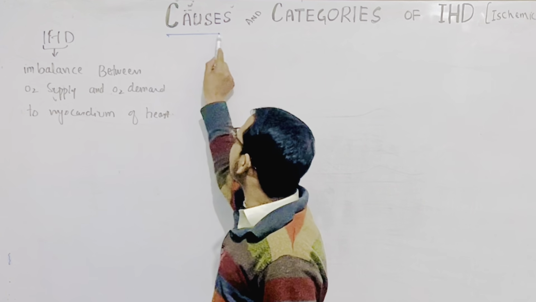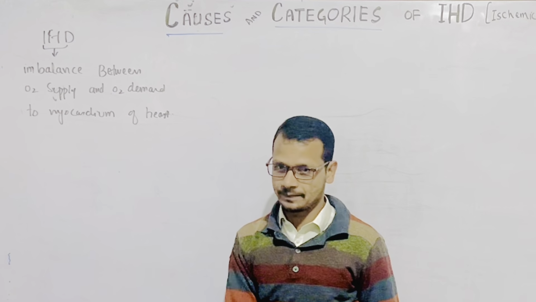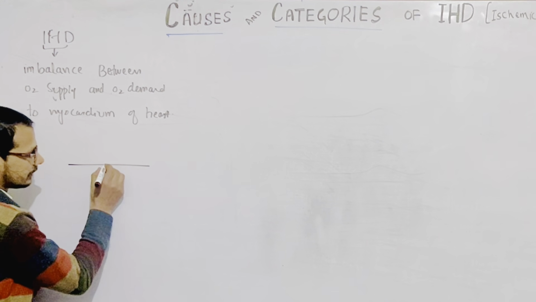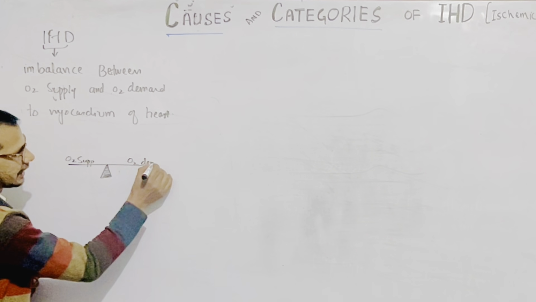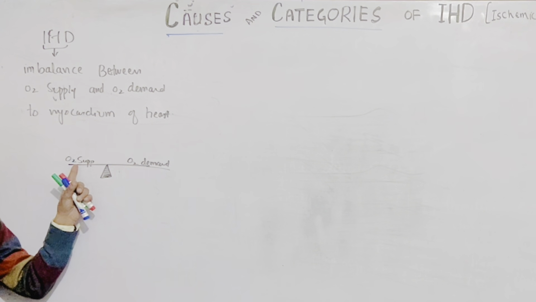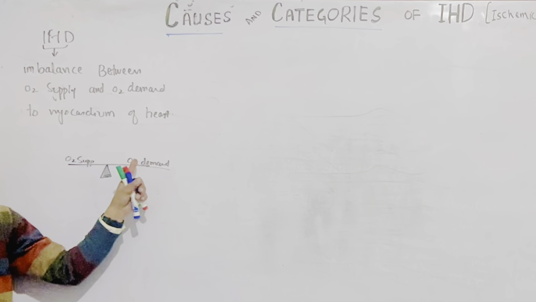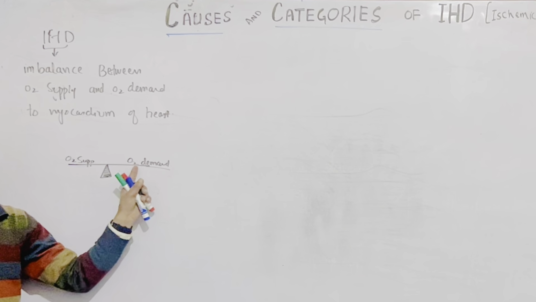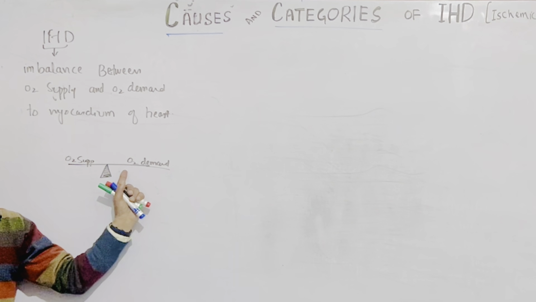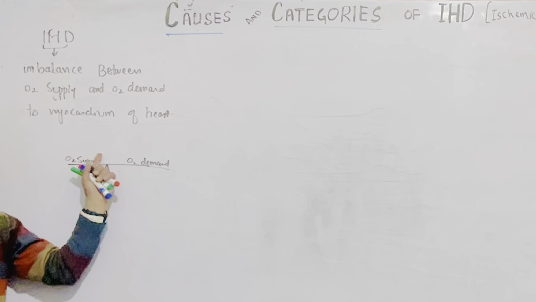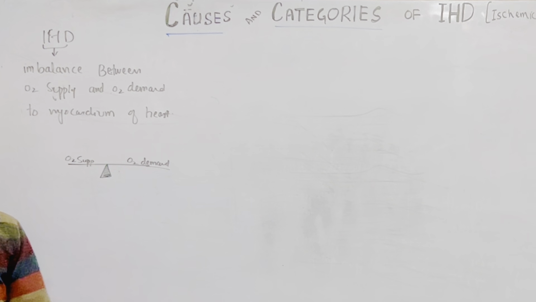Now we will go for the causes and categories of ischemic heart disease. There are two types of causes. We are well aware that there must be a balance between oxygen supply and oxygen demand. So the factors which lower the oxygen supply to the myocardium are responsible for ischemic heart disease. Also, those factors which increase the oxygen demand of the myocardium are responsible for ischemic heart disease. So we will discuss these two separately. First, the factors which decrease oxygen supply to the myocardium, and then the factors which increase the oxygen demand of the heart. Both are responsible for ischemic heart disease.